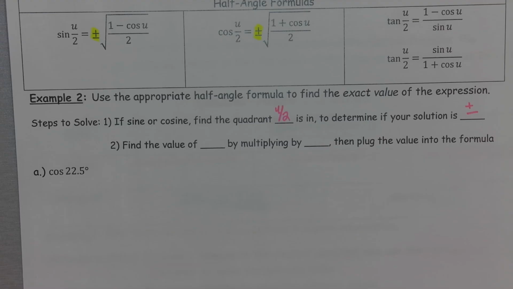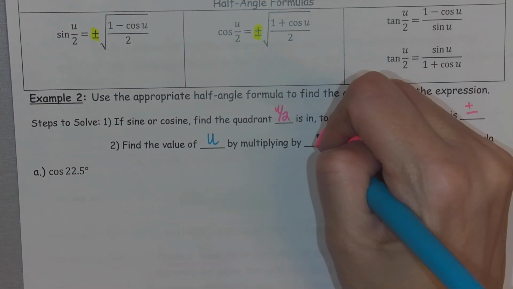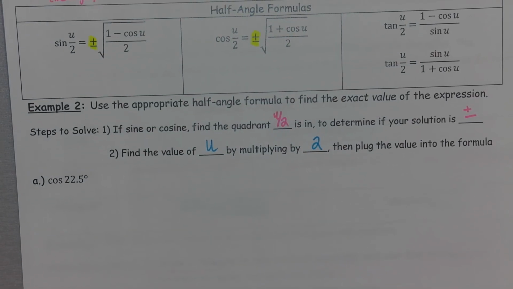And then you're going to find the value of the angle by multiplying by 2. And then you're going to plug that into the formula. So these are your two steps. If sine or cosine, you're going to find what quadrant the half angle's in to determine if it's positive or negative, and then you're going to find the value of the angle by multiplying by 2. That's what you're going to plug in. All right, so I'm going to break these down into steps for you.